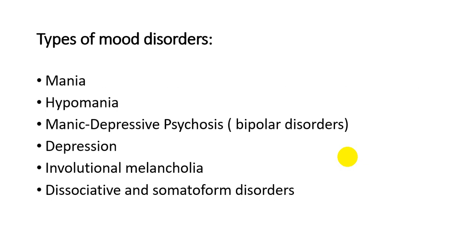Of course, there are 6 mood disorders. Among them are mania, hypomania, manic depressive psychosis, sometimes called bipolar disorder, depression, involutional melancholia, and the dissociative and the somatoform disorders. The dissociative and the somatoform disorders, if we remember, we have covered because they were learned during NT Level 5, Semester 1, when we were talking about the basics of mental health. So you have to remember and review.